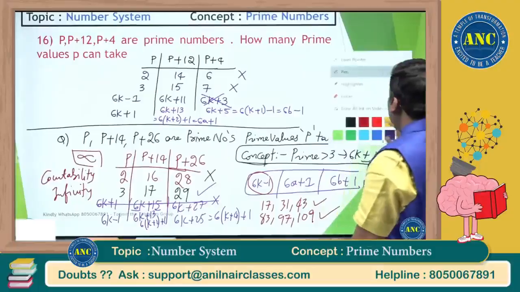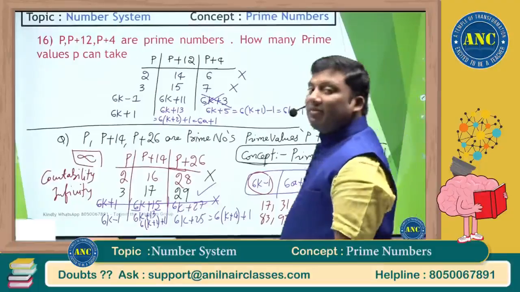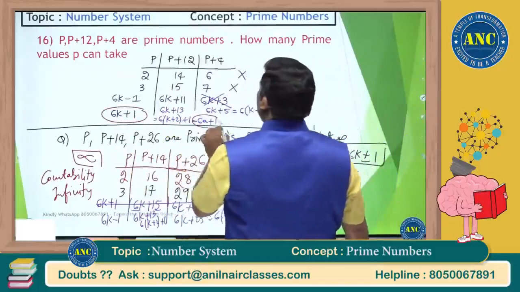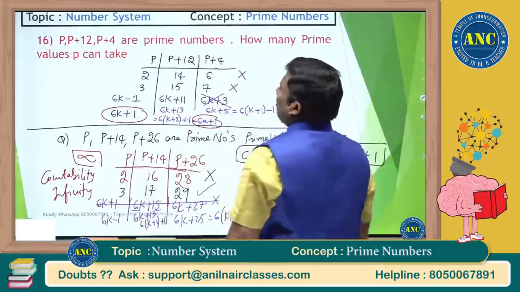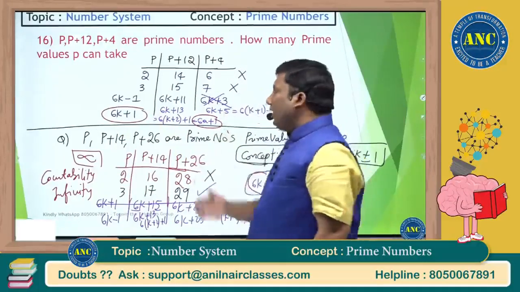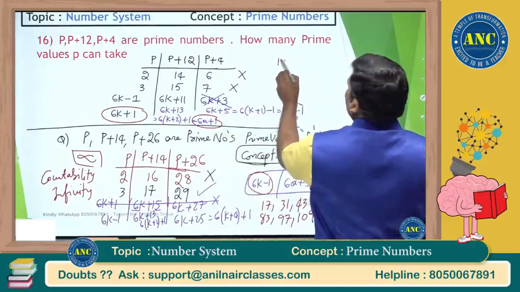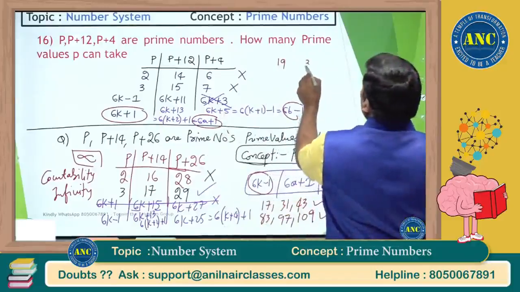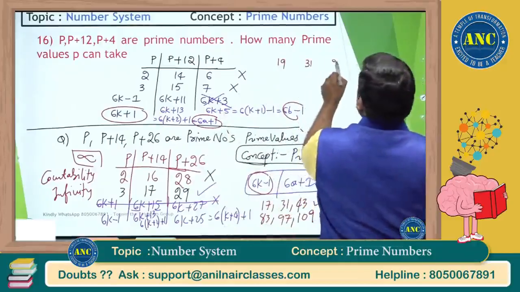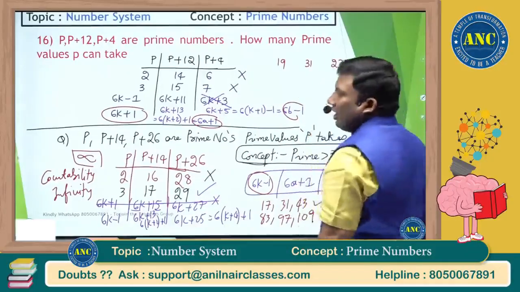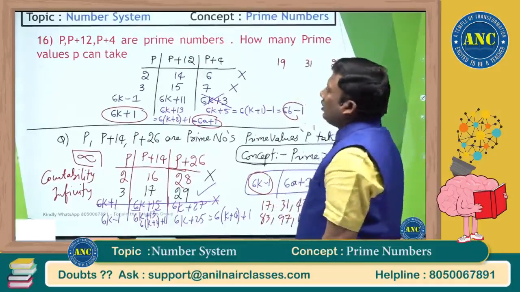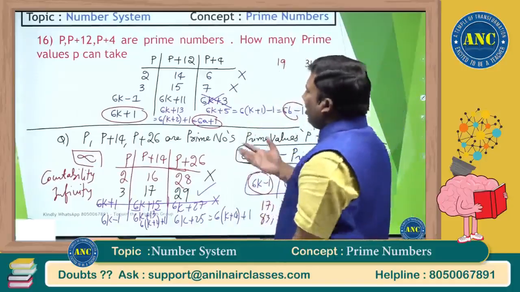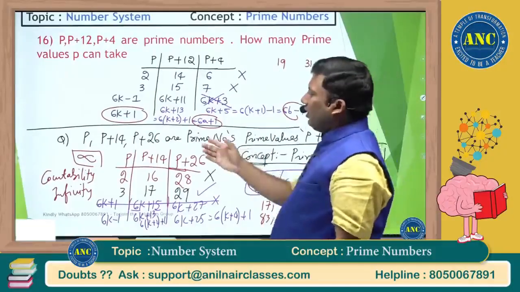That means it is indicating that there could be some values of the form 6k plus 1 which might result in a prime number. Let me take 19. 19 is 6 into 3 plus 1. 19 plus 12 is 31. 19 plus 4 is 23.